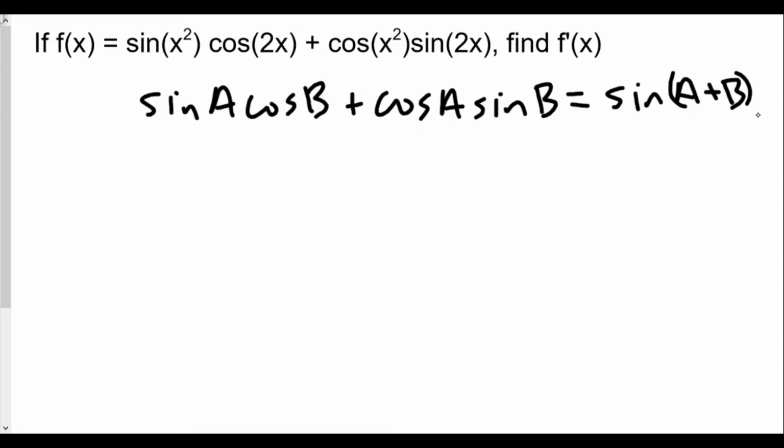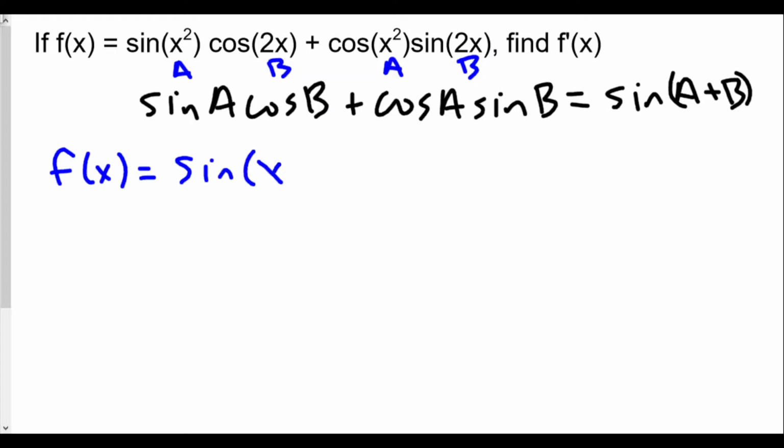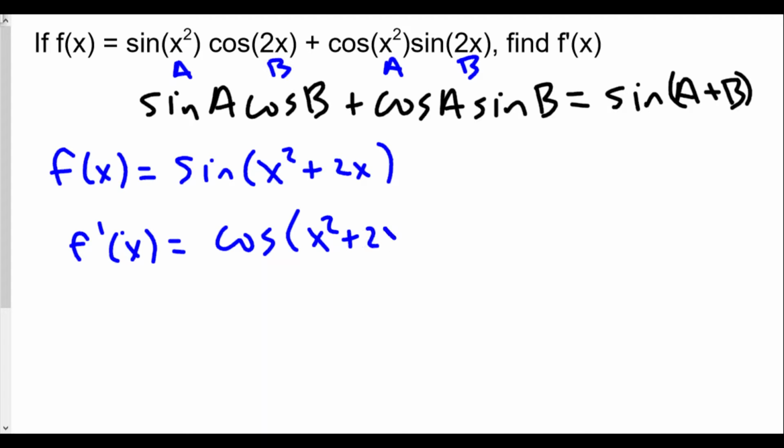Well, if I call x squared a and 2x b, that would mean that this f of x can be expressed as the sine of x squared plus 2x, which is much easier to work with because now we just use chain rule. So our derivative will be f prime of x equals the derivative of sine, which is cosine of the inside, x squared plus 2x, times the derivative of the inside part, which is 2x plus 2. I believe that was one of the choices you had for your quiz.